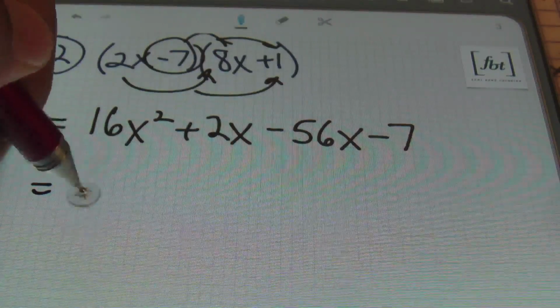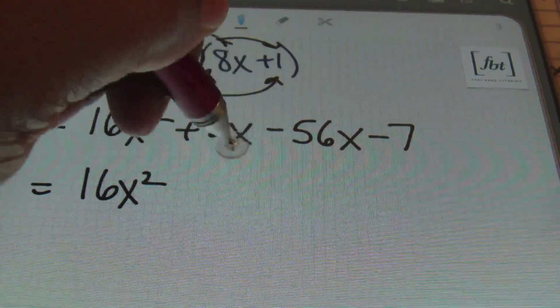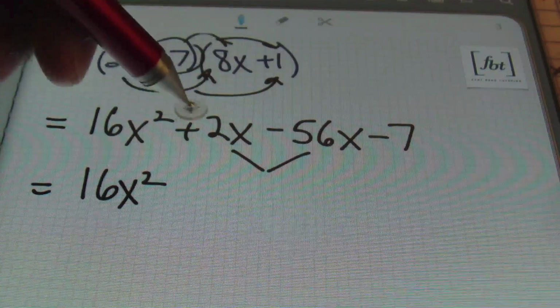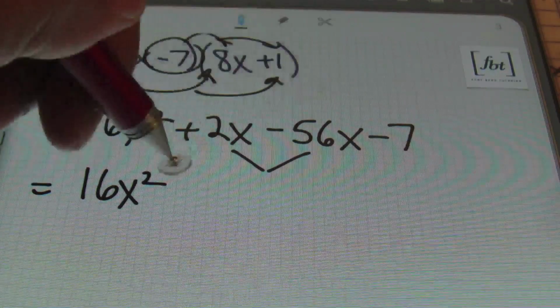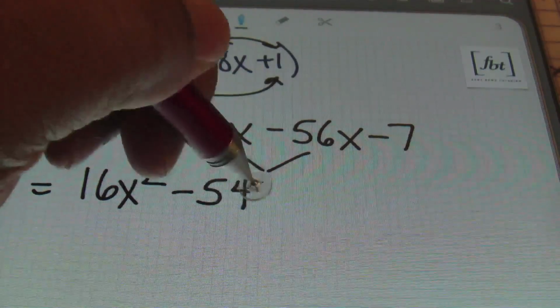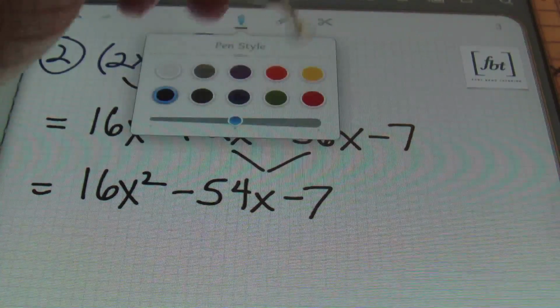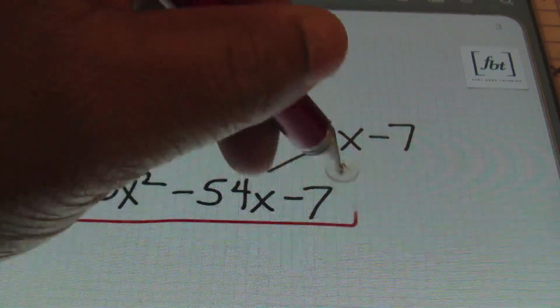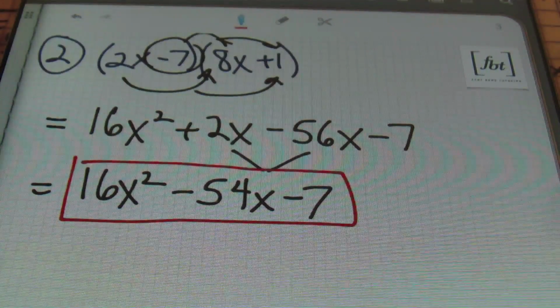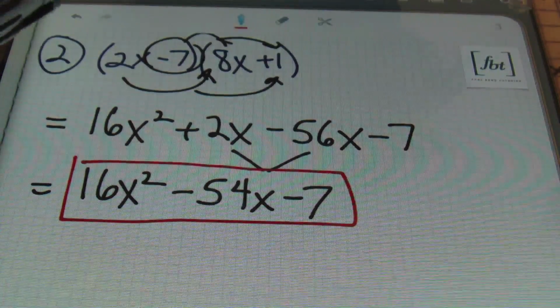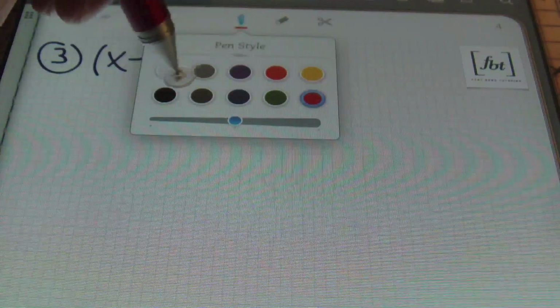All right, so let's bring down this 16x squared. I'll be combining my middle terms together, meaning that 2x and negative 56x. That gives me a negative 54x, and I'll bring down this negative 7. And that's the answer. That's it. I'm going to put a red box around that. Okay, there it is. You got it. So let's keep going. All right, next problem.